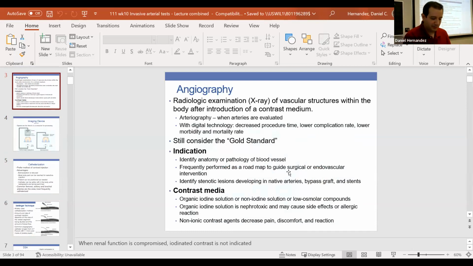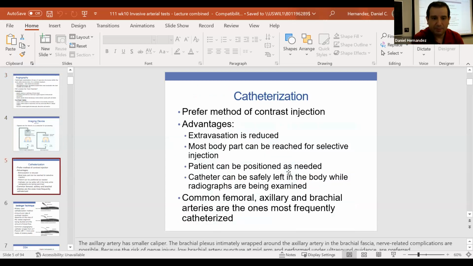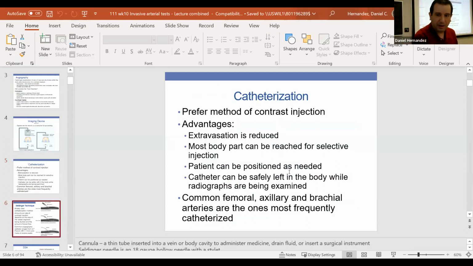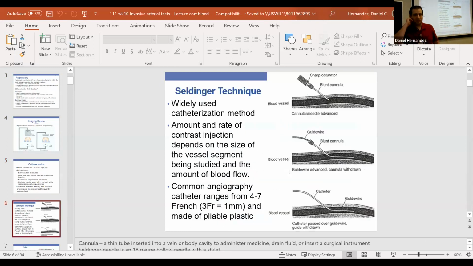They're considered invasive because we're introducing contrast into that patient. Anytime we have to introduce something into the patient, it's considered invasive. So angiography is our gold standard, utilizes X-ray to image the vessels. There is ionizing radiation, but we need that introduction of contrast to be able to visualize those vessels. Without that contrast, we don't see vessels on X-ray. And the best way to get that contrast into the patient is inserting a catheter or having the patient go through a catheterization procedure.